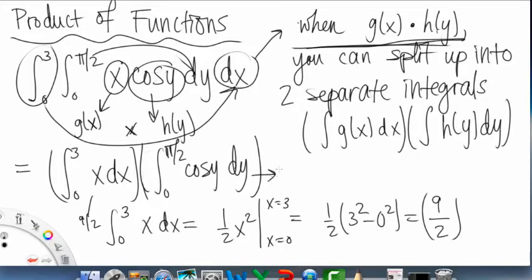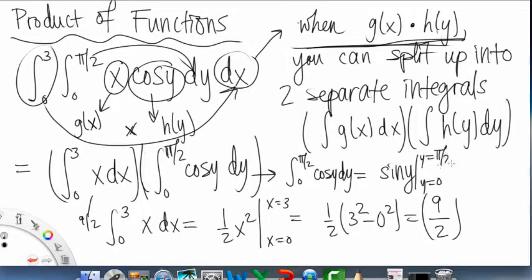And then we'll do this guy. Maybe I could squish it in here. So let's see, the integral from 0 to pi over 2 of cosine y. I'm going to try to write small, sorry. And the integral of that is sine y. So this is from y equals 0 to y equals pi over 2.